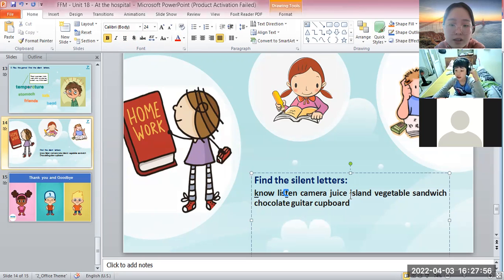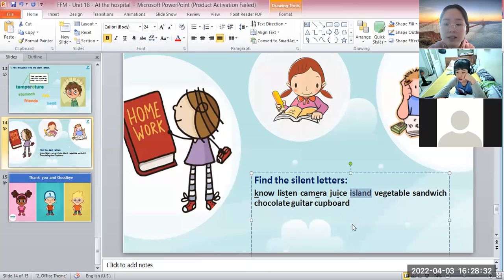Yeah, good. Camera. Which letter is silent? It's E, because the word is pronounced camera. It's not a sound E. Okay. How about juice? Which letter is silent? The sound E, because this word sounds like juice.